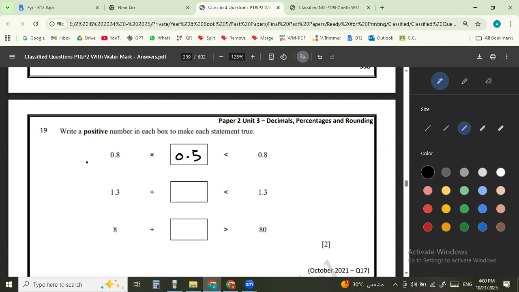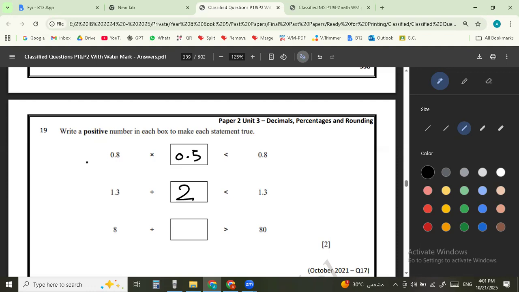Next, 1.3 divided by what is smaller? Well, we know that division is going to give a smaller answer if I'm dividing by a number greater than 1. So divide by anything that is greater than 1, and it's definitely smaller than 1.3. All they care about is that it's a positive number. So 1.3 divided by anything bigger than 1 will definitely be smaller.